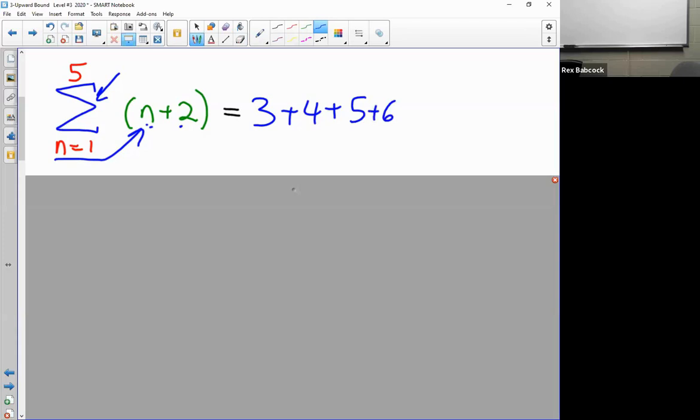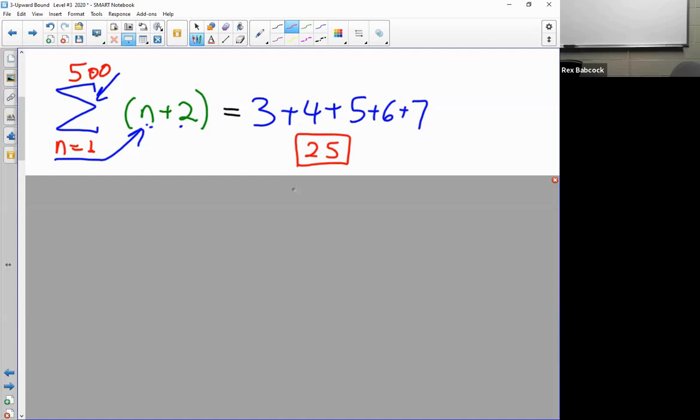Then I go to 5. 5 plus 2 is 7. And I'm going to add those up. And my answer here is 25. Now that one was an easy one, and I would hope all of us could do that by hand with a piece of scratch paper and a pencil. But if I was going from 1 to 500, there's no way I would do that by hand.